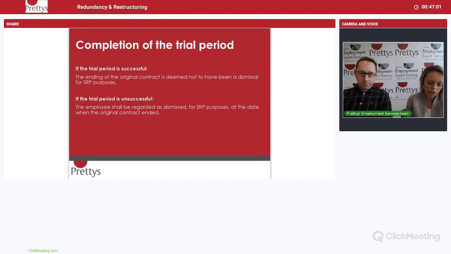So termination during a trial period, if it's by the employee, then even if it's during the trial period rather than at the end, they're treated for statutory redundancy pay purposes as being dismissed on the date when the original contract ended and for a redundancy reason. They're also treated as having refused that job offer. So again, think about, well, was it suitable alternative employment, and the potential impact on statutory redundancy pay. If the employer is terminating, we just have to double check why we're terminating.